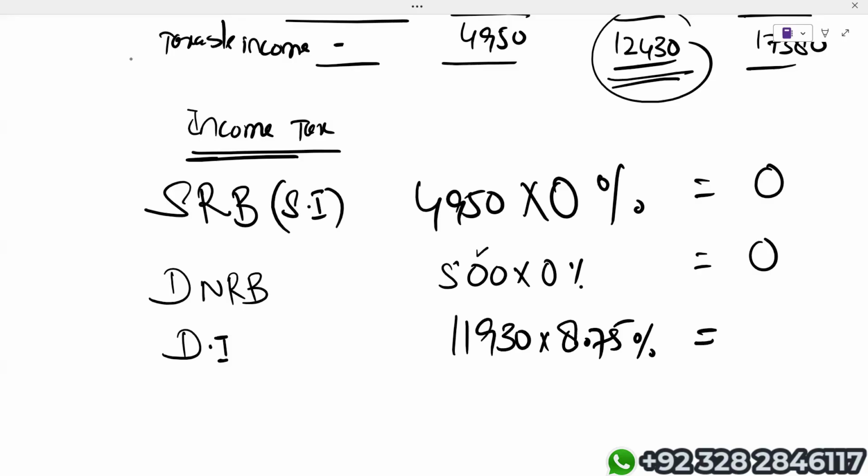I'm getting 1043.875, which with rounding is 1044. Let me recheck. 11,930 at 8.75%. Yes. So here comes the income tax liability.